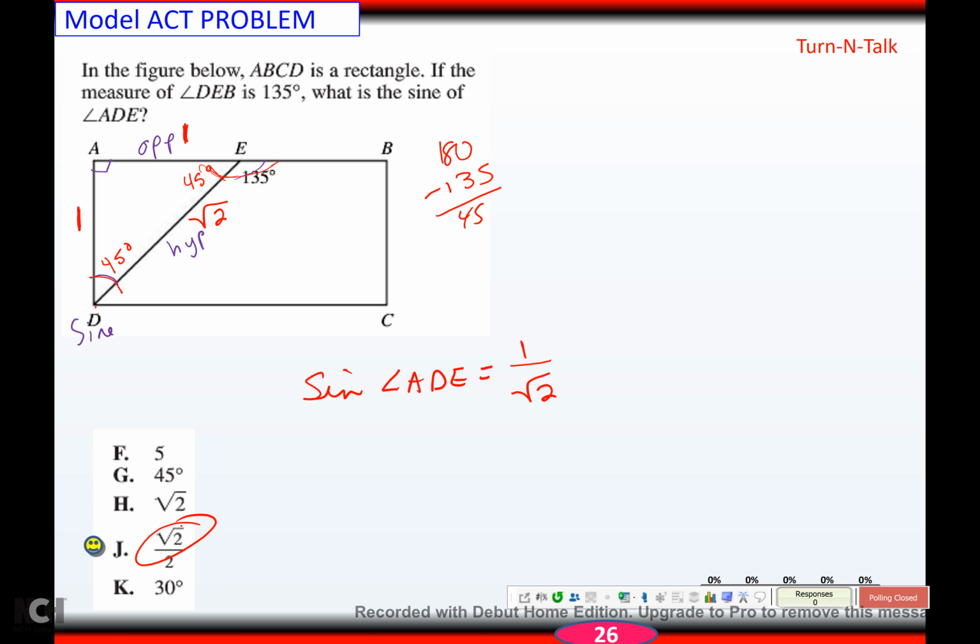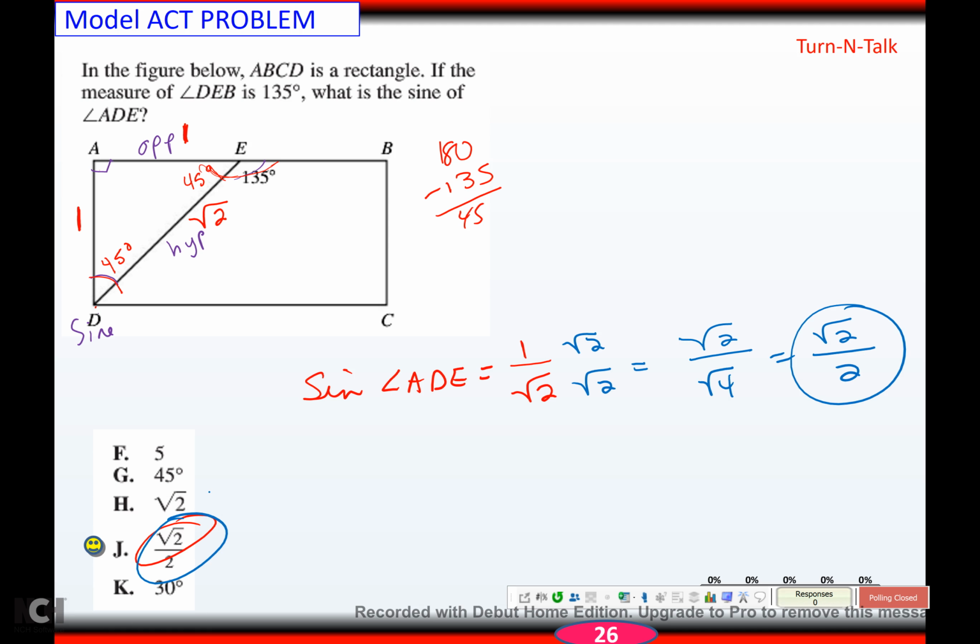So why is this their answer? Well, because you can't leave a radical in the denominator, you have to rationalize that. So if I multiply the top and the bottom by the square root of 2, I get the square root of 2 over the square root of 4, which is the square root of 2 over 2. Okay?